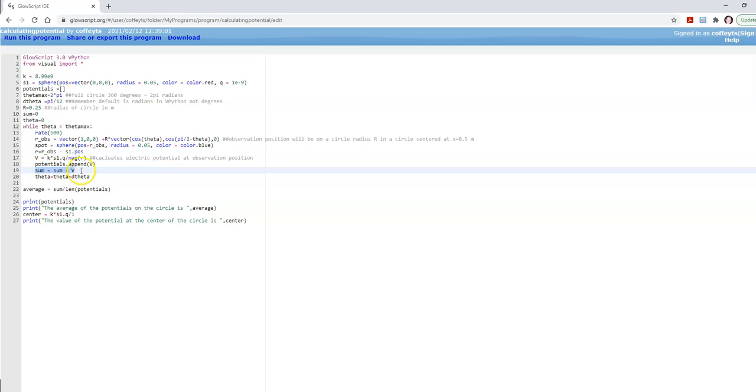So every step along the way, I've had a running sum of my potentials from each step of the while loop. By the time the while loop exits, I've got all of my potentials. To calculate my average, I just divide that running sum by the length of my potentials list, so however many items I have in the list. And then I print out all my potentials. I tell it to print what the average of the potential is. I calculate the potential at the center of my sphere, and then I tell it to print out what that value of the potential at the center of the sphere is. So let me run this code.